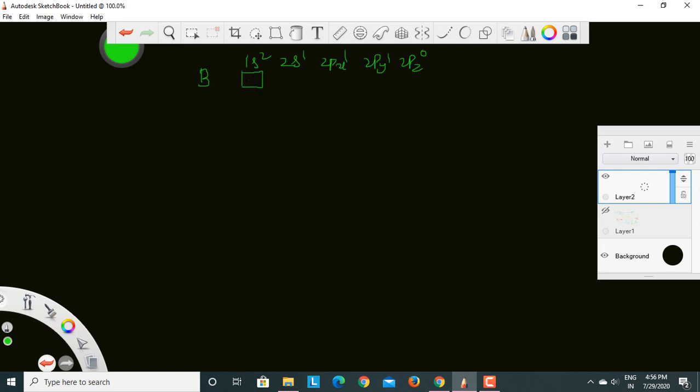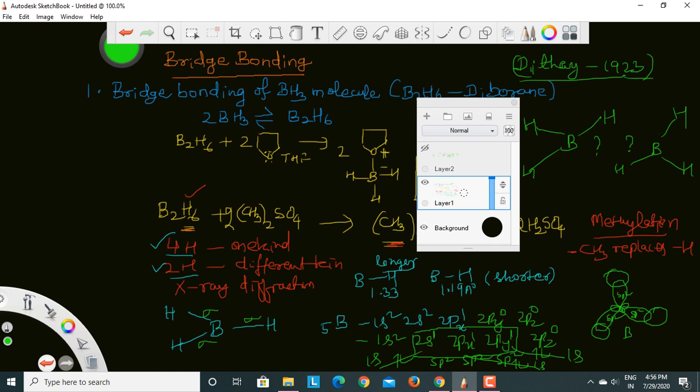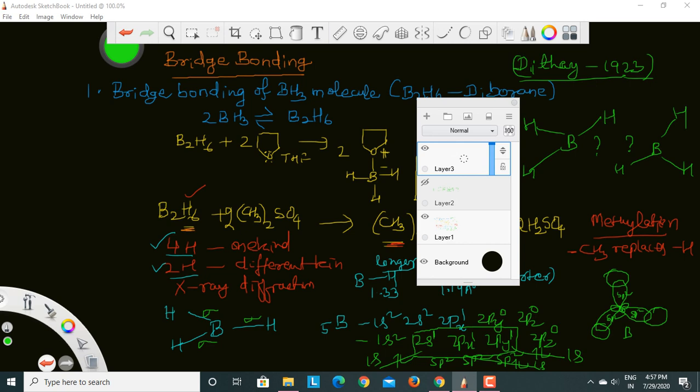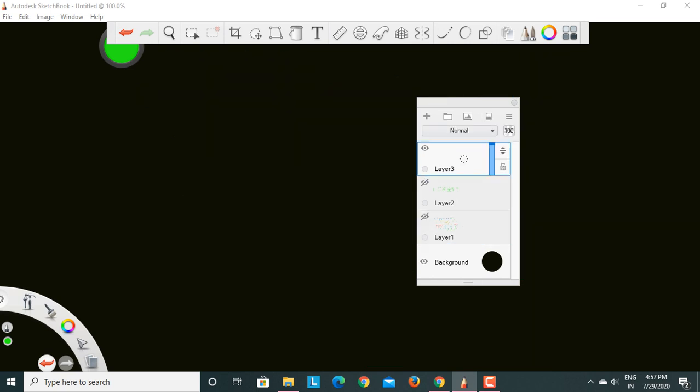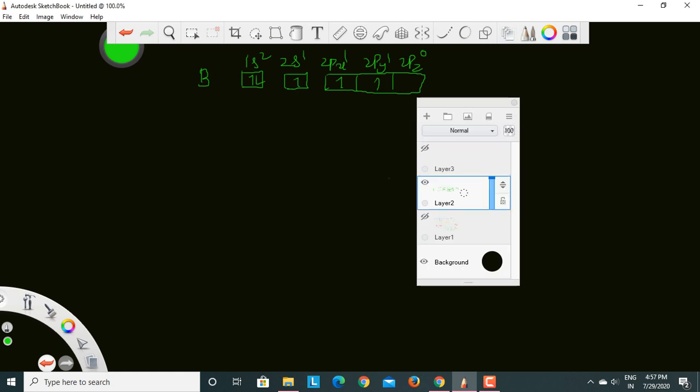So 1s2 is the inner shell, 2s is the outer shell, 2px, 2py and 2pz are outer shell. So in order to understand the bonding in BH3 and BH3, what should the bonding be? So it is assumed that there might be some vacant orbital in boron and some electron in hydrogen that will help the formation of bond. So let us see in the next page how the bonding is there. So now see the bonding for this.